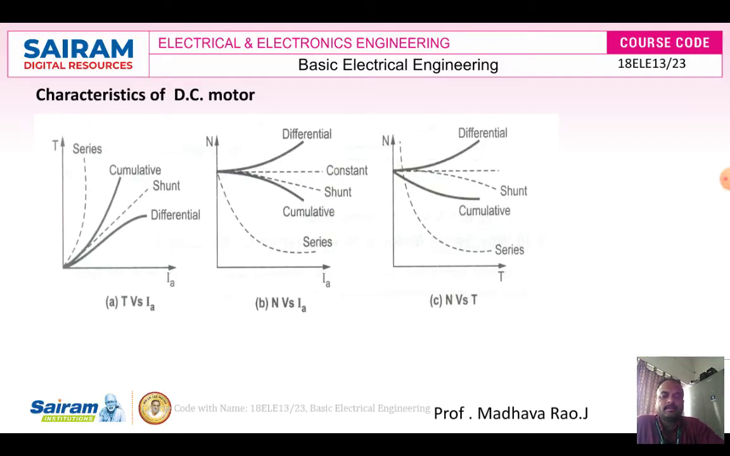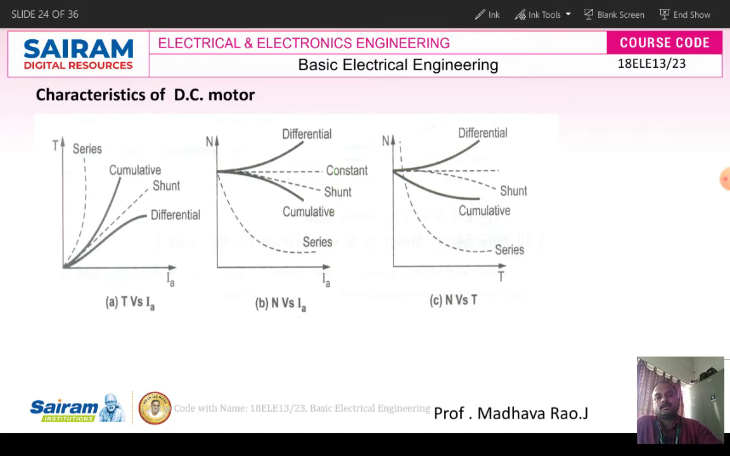DC motors are classified into types: DC series motor, DC shunt motor, and compound motor. Compound motors are again classified into two types, cumulative compound and differential compound, which are called long shunt and short shunt. Here, in the DC series motor, first, torque versus Ia.